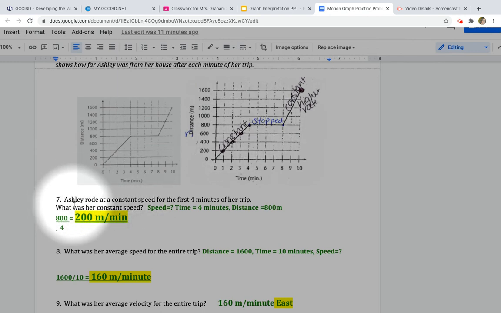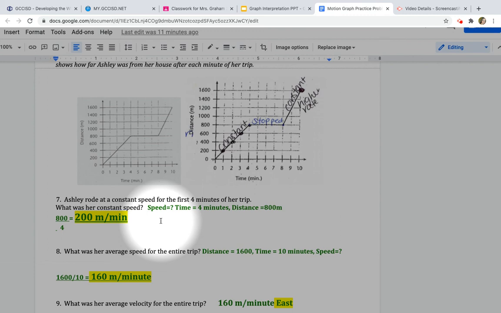So, number 7, Ashley rode at a constant speed for the first 4 minutes of her trip. What was her constant speed? Okay, so again, we have this constant speed. We have our time, 4 minutes. So, from 0 to 4, it's a constant speed. Now, we're looking for the speed. We have the time. We have the distance of 800 meters right here with that 4. What do you think we do? We pull out our STD triangle, right?